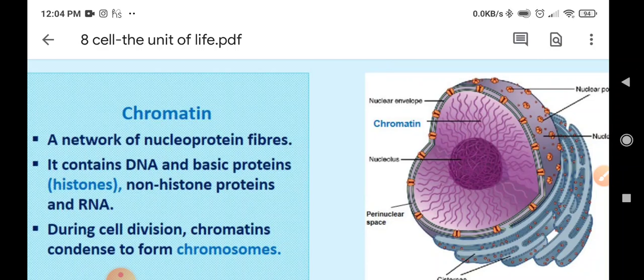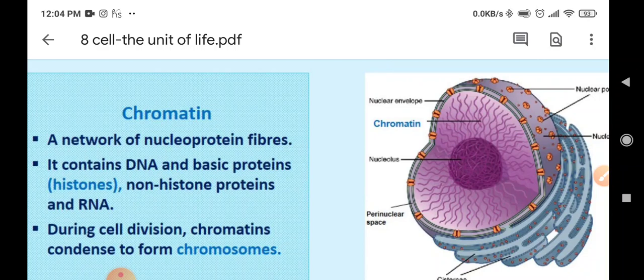So we can also say that they contain DNA, and the basic proteins are known as histones. They also have another type of proteins known as non-histone proteins, as well as RNA. So chromatin is made up of DNA, basic proteins, non-histone proteins and RNA.